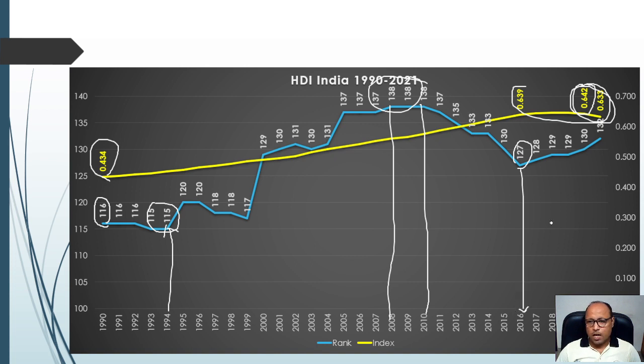But after 2016, again our performance was not so good when you compare the global picture, and again the ranking has started moving up. According to the latest report, 2021, we are at 132. Last year it was 130. So among 191 countries, India stands at 132. So though the index has been improving, the performance when we compare with the rank of other countries is not so good, and it is a cause of concern for the government to take some action on this.